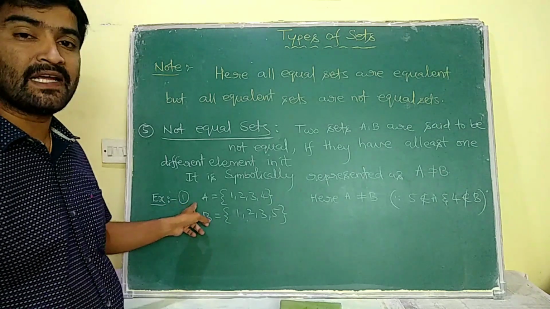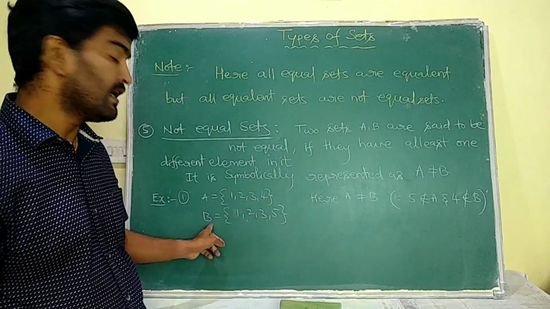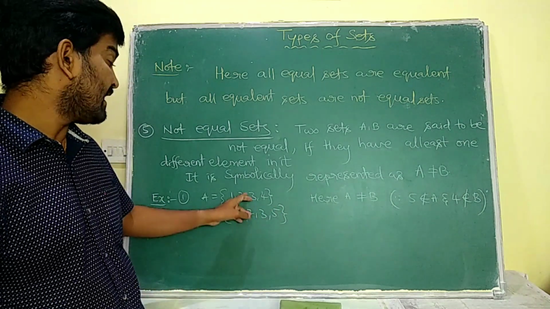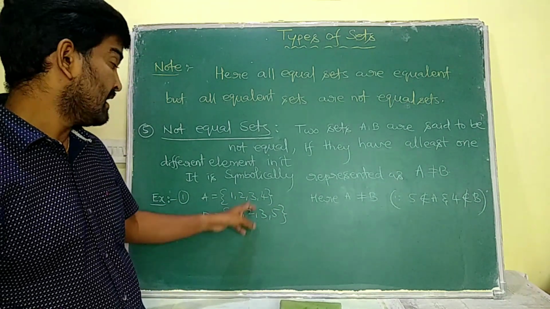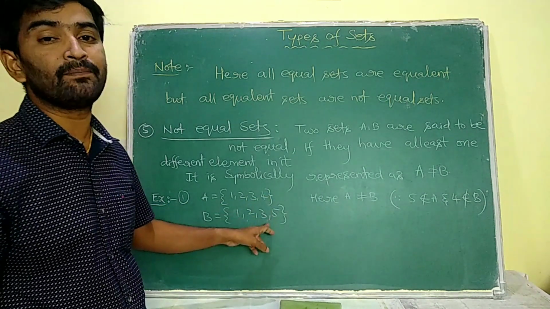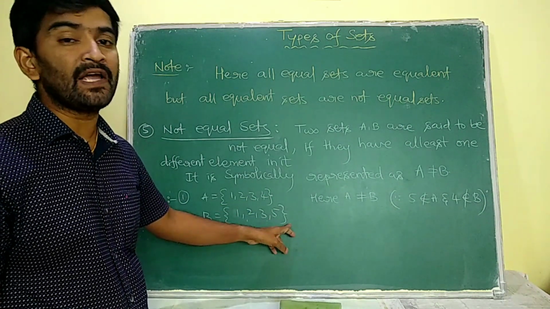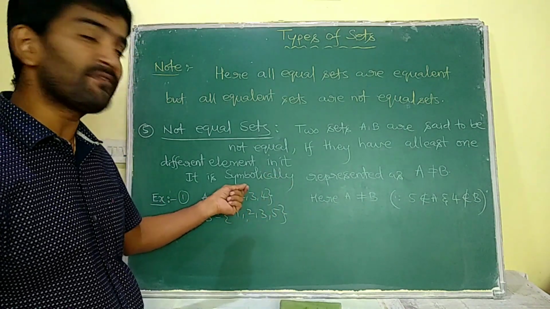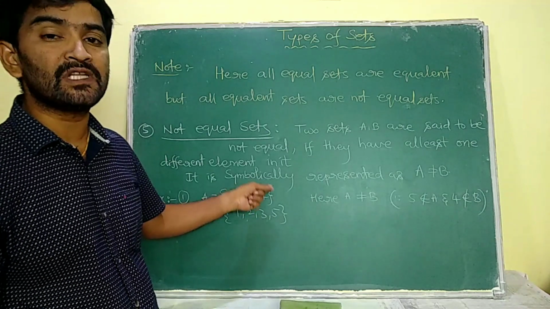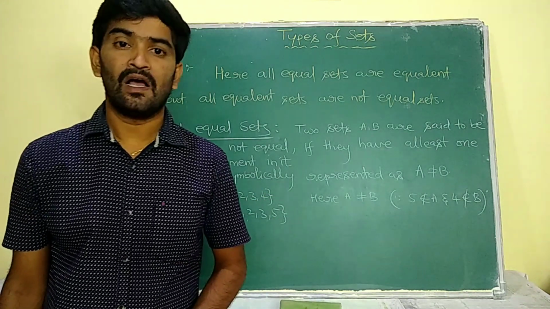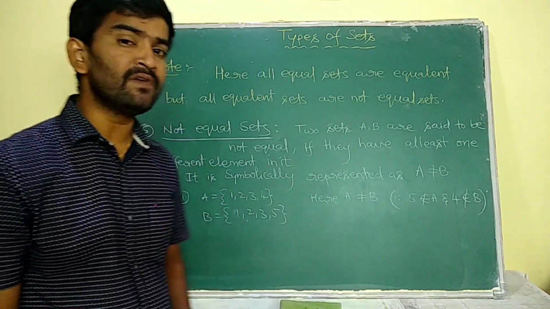Now here, let A be the set {1, 2, 3, 4} and B be the set {1, 2, 3, 5}. See, here A and B are not equal because A is having 4, but that 4 is not there in B, and B is having 5, that 5 is not there in A. If we find at least one different element in both the sets, then definitely those two are not equal sets. I hope you understand the different types of sets.